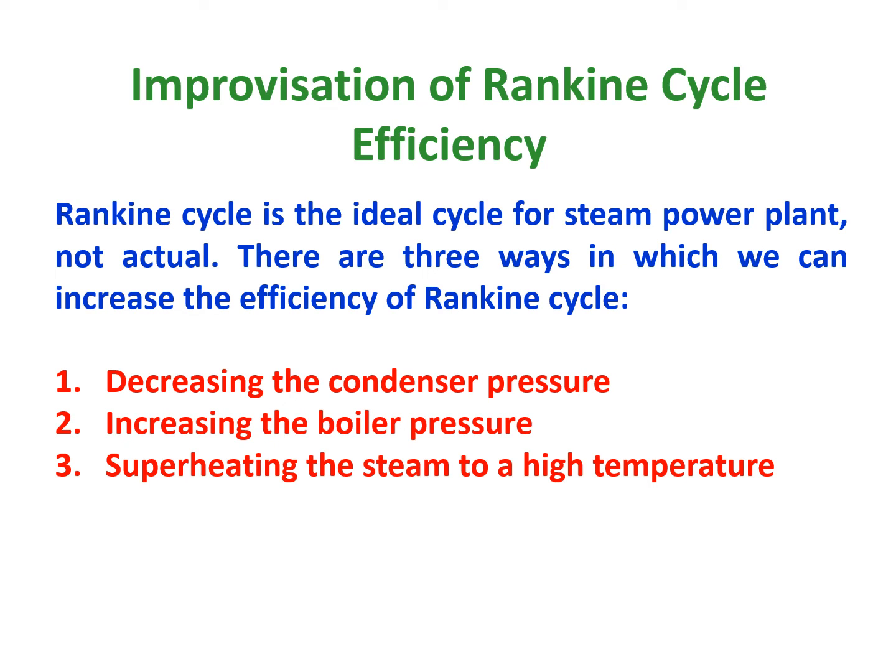First one is decreasing the condenser pressure. Normally it is in the range of 0.01 bar. Still they want to decrease the condenser pressure, that is, they want heat rejection to take place at constant pressure, but at a lower pressure. That is one way of increasing efficiency.